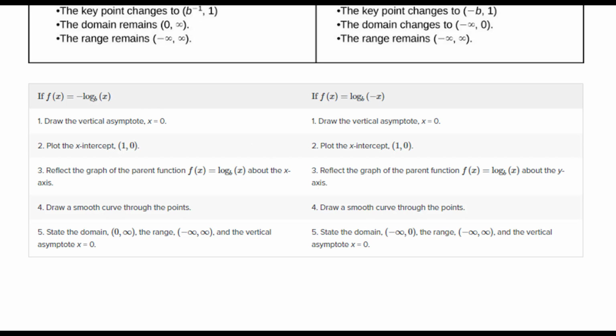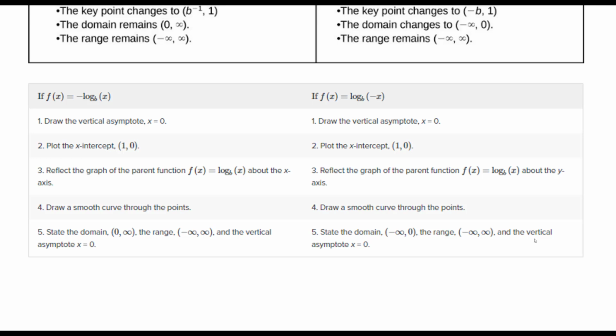So if we're doing the negative out front, we draw the vertical asymptote, x equals 0, plot the x-intercept, reflect the graph of the parent function about the x-axis, draw a smooth curve, which is sure a challenge for me, and state the domain and the range. If the negative applies to the x first, you draw the vertical asymptote, plot the x-intercept, reflect the graph of the parent function about the y-axis, draw a smooth curve through the points, and state the domain and the range.